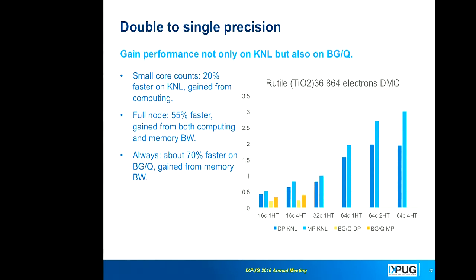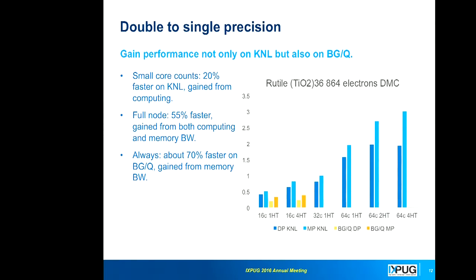So we introduced single precision in many places of the code, like the wave functions, the Hamiltonian calculations, and also the distance tables. We do them in single precision now. The bars are paired: one with double precision, one with carefully tuned mixed precision. The blue ones are on the KNL, and the yellow ones are on the Blue Gene.